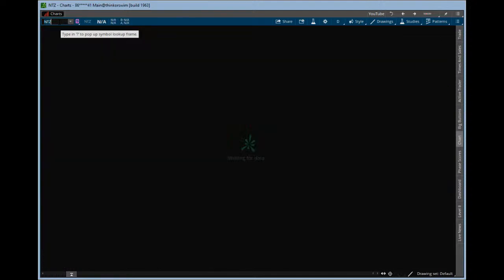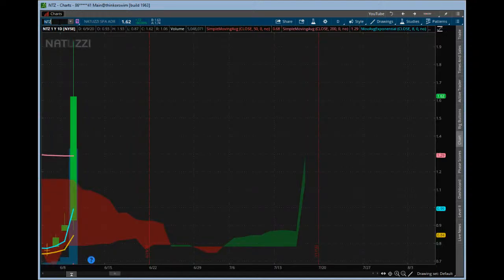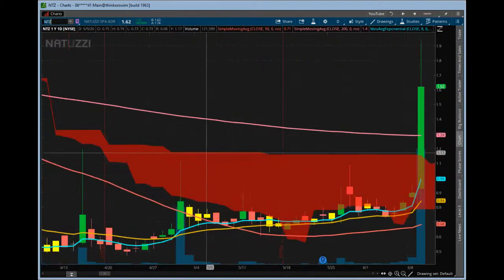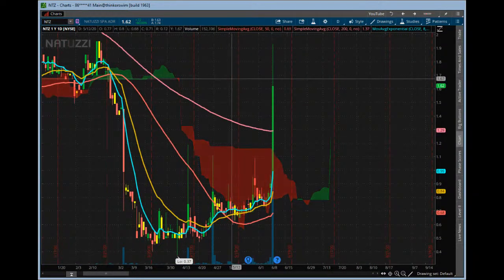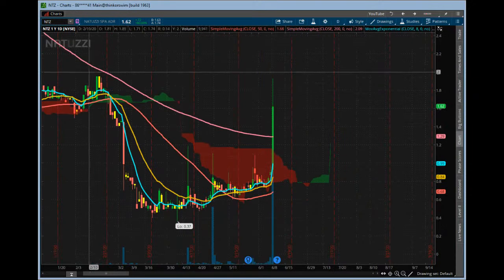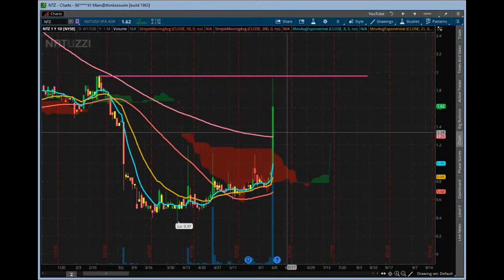NTZ. Yeah, interesting right there. NAT2Z SPA. So big move on that one. Let's see if that can hold. Huge candle on that one today. Penny stock, but let's see if we can get over these levels right here. A little bit of an upper shadow there, but a great move intraday today. And TTMP.